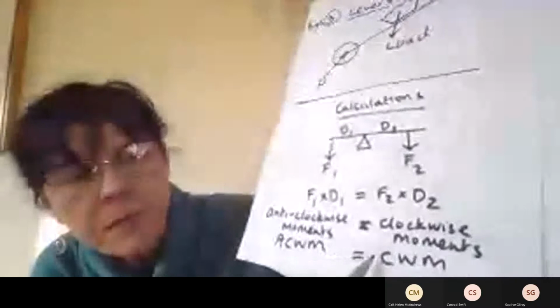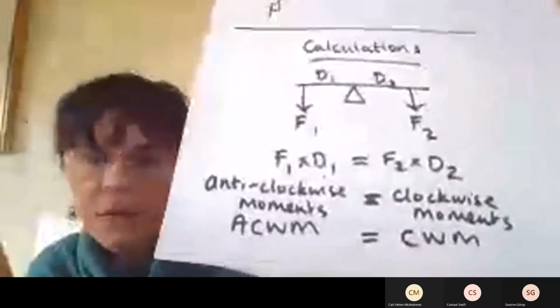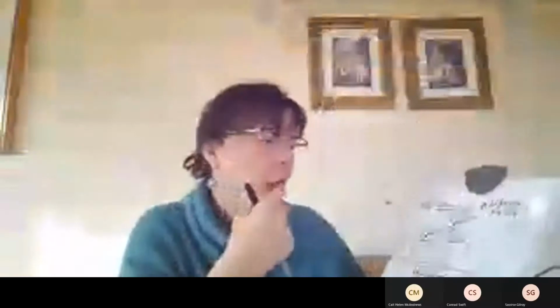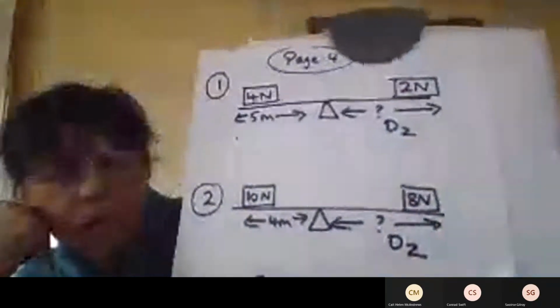Anti-clockwise moments equals clockwise moments. ACWM equals CWM. I think you definitely have that written down because I made a copy down of a PowerPoint for the last day's assignment. Now, this is page 4 for today's work. So, more of these calculations.